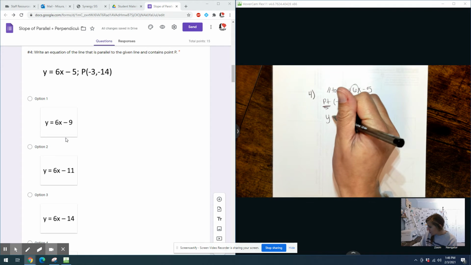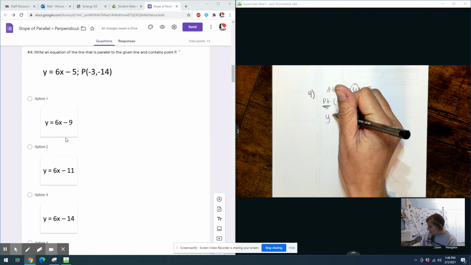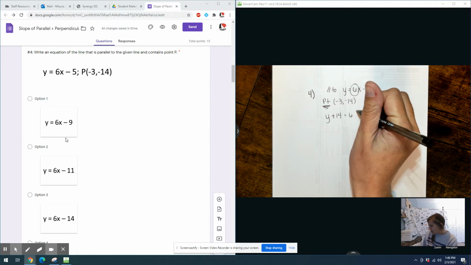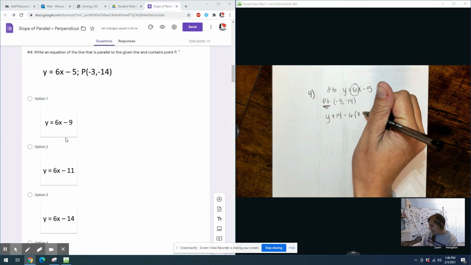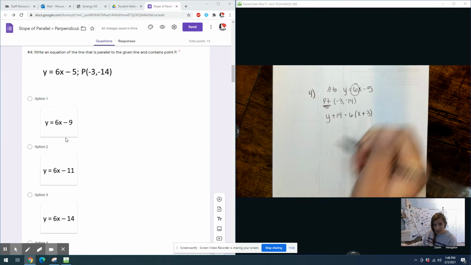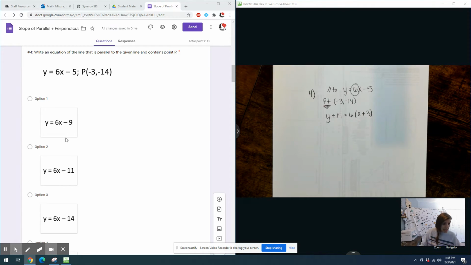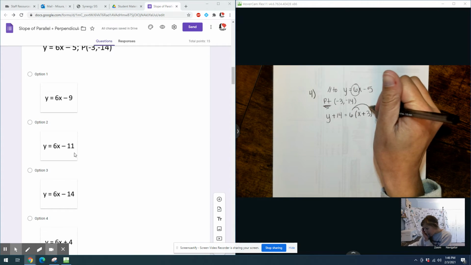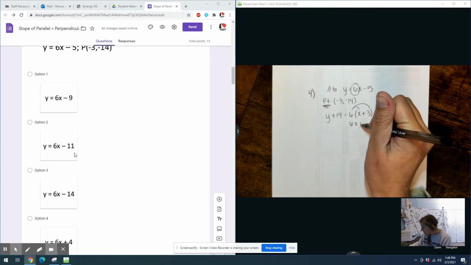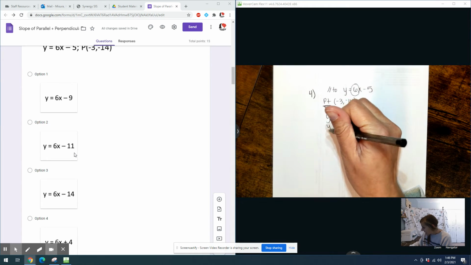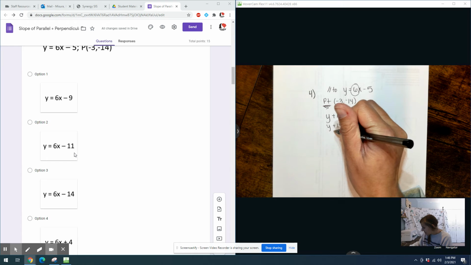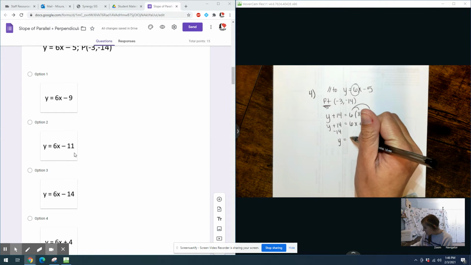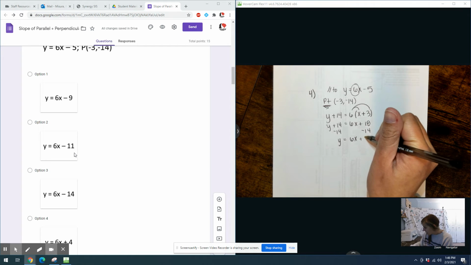So when I write this out, we'll do y minus the y value, which is negative 14, so plus, equals slope, parenthesis, x minus negative 3, so really plus. But then all these answers are in y equals mx plus b, so I'm going to want to distribute and then get y by itself, so subtract that 14 on both sides. So then I have 6x plus 4.